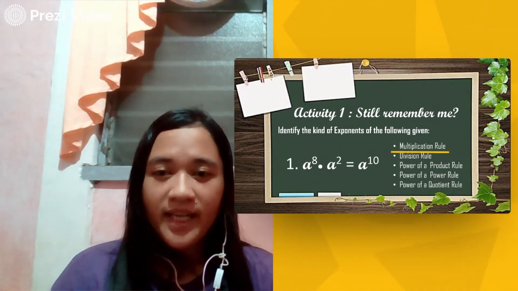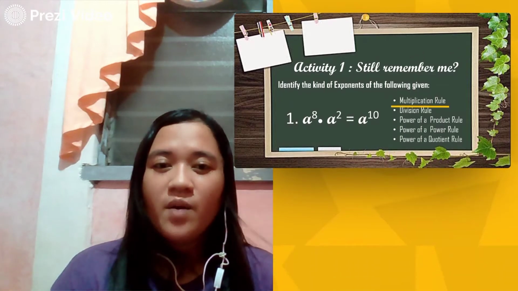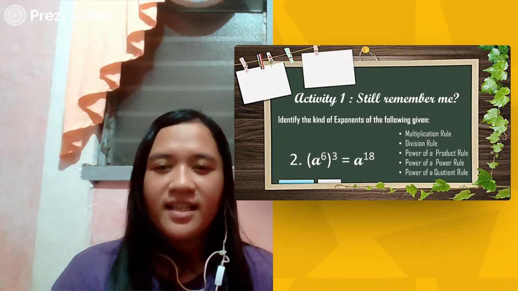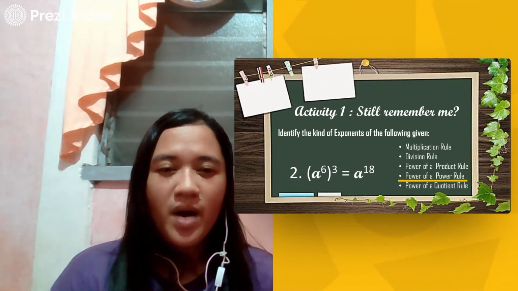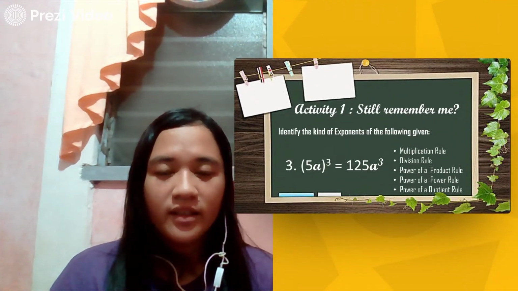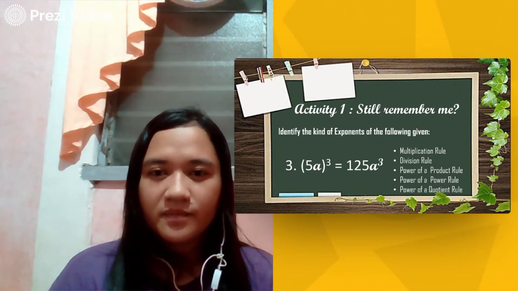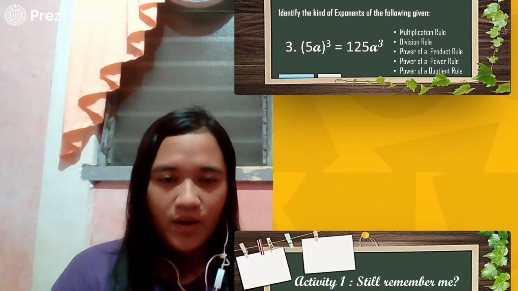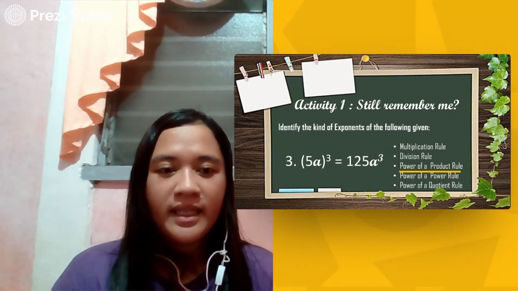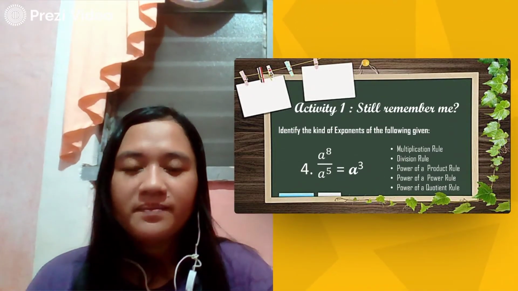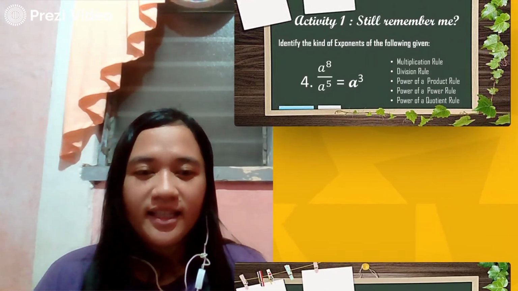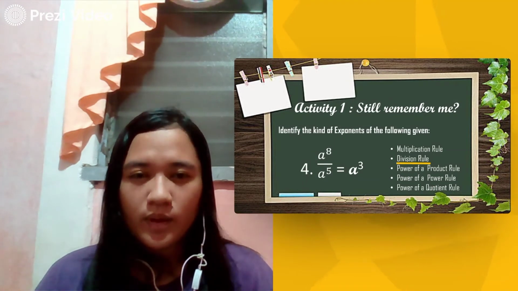It is the multiplication rule. How about this one? Power of a power. Yes, very good. It's the power of a power rule. How about this one? Power of a product rule. Yes, very good. It is the power of a product rule. And next? Division rule. That's right. It is the division rule.